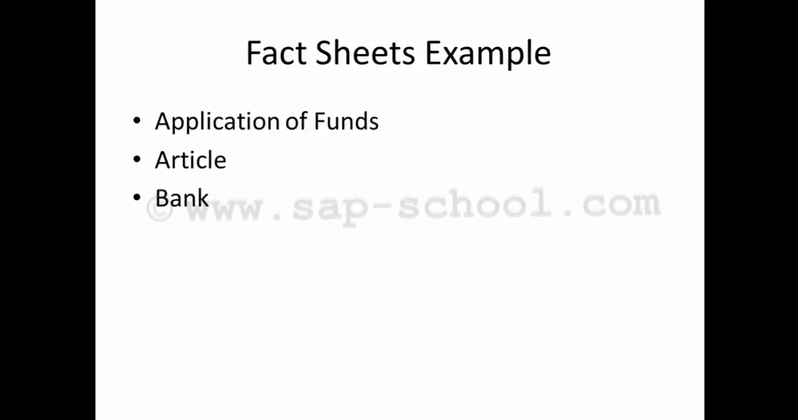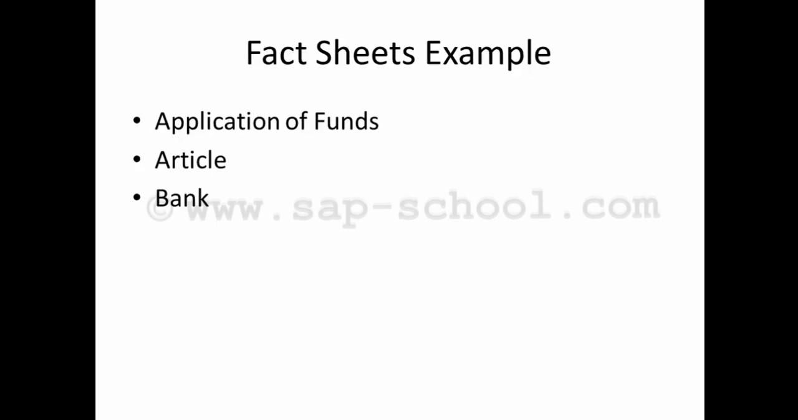Then let's move to the fact sheet example. So for the fact sheets, we have the application of funds, article and bank. So these are a few of the examples from the fact sheets. So basically, what comes under the application of funds? This fact sheet will display the contextual information about the application of funds business object. You can navigate to its related business objects and you can access the related transactions in the operational systems.